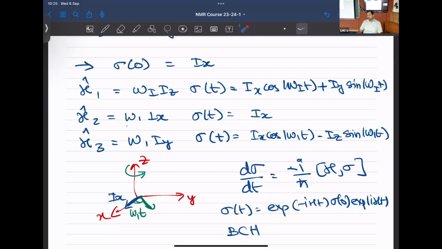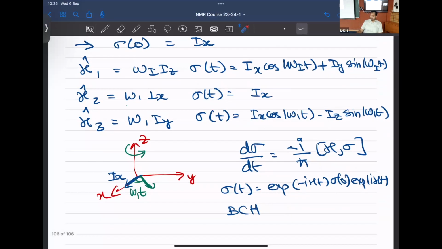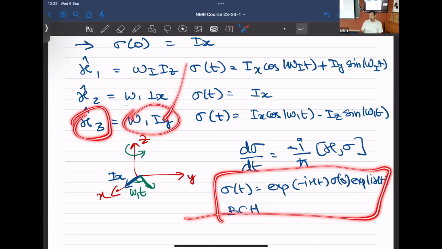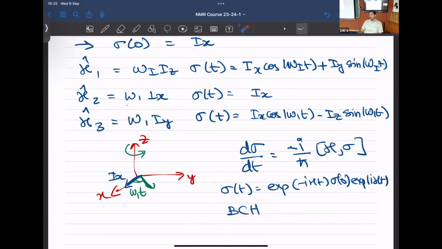Okay, so let me repeat again for the benefit of people who are not able to understand. The best way to understand it is to go back and apply the formula to see what happens when you put all this in. Slowly, all these have a pattern, is what I want you to understand. And what is the pattern here? If you started with Ix, aligned along X, and you're applying something along Z, remember, this is the chemical shift Hamiltonian.